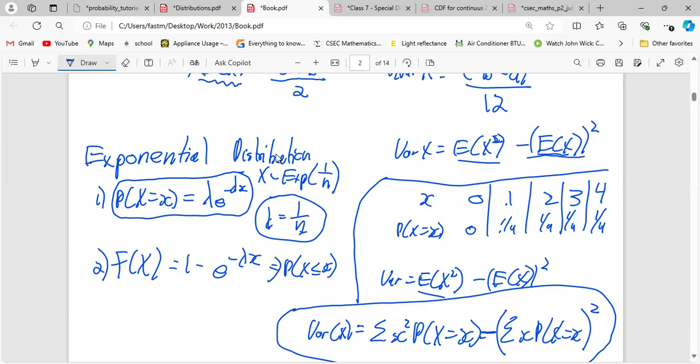It doesn't really change too much in terms of the question. Lambda is the parameter, and x is what I want. And this here is your CDF, and obviously this gives you the probability x is less than or equal to some value.